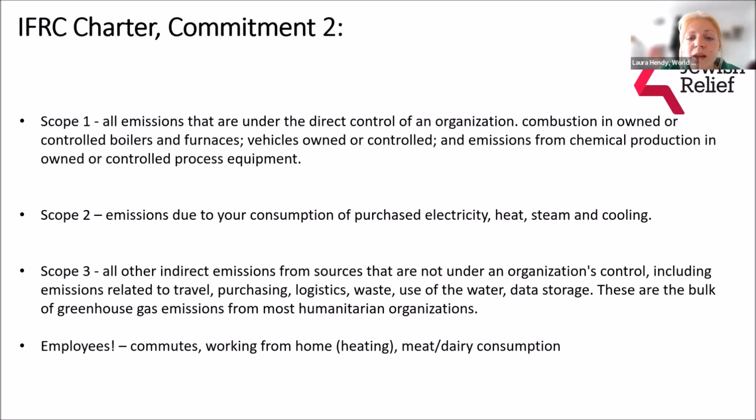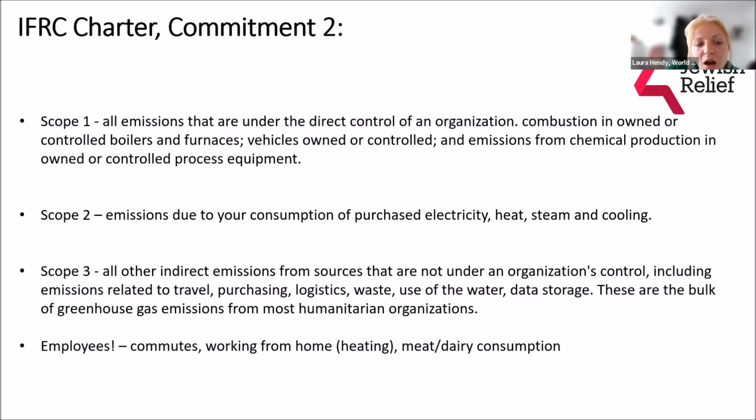So anything that you purchase or any services that you provide for partners, all of those emissions. So anything to do with your travel, for goods that you purchase, logistics, so any transport of goods by plane, boat, car, your use of water. Data storage is another really big one. This scope 3 is where most humanitarian organizations see all of their emissions.